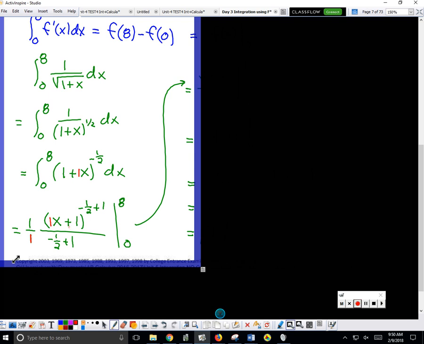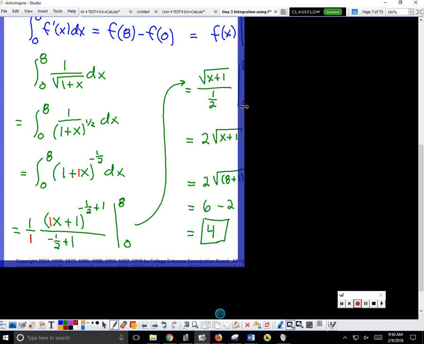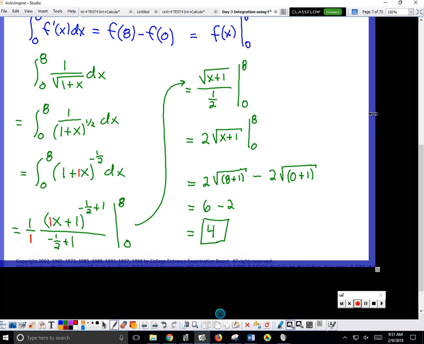So now I would do this. Okay, so right here, negative 1/2 plus 1 is just 1/2. So this is really x plus 1 to the 1/2 power, which is the same thing as the square root of x plus 1. The denominator is 1/2 as well. So does anybody have a question to here?